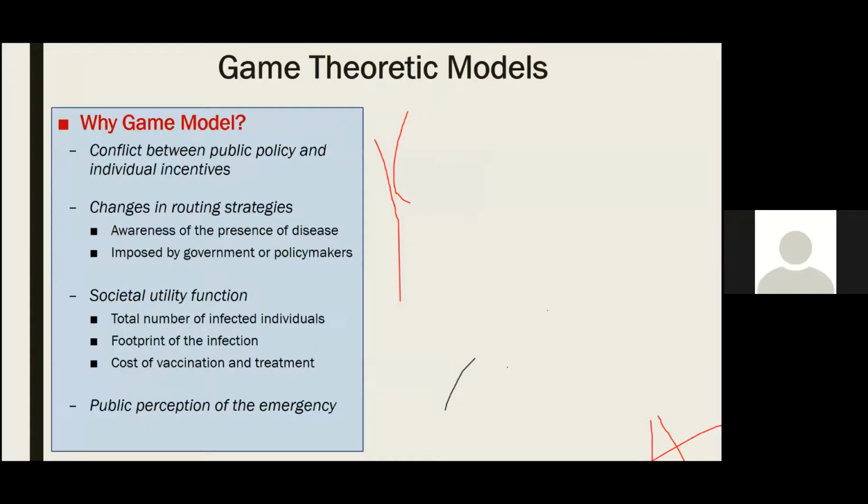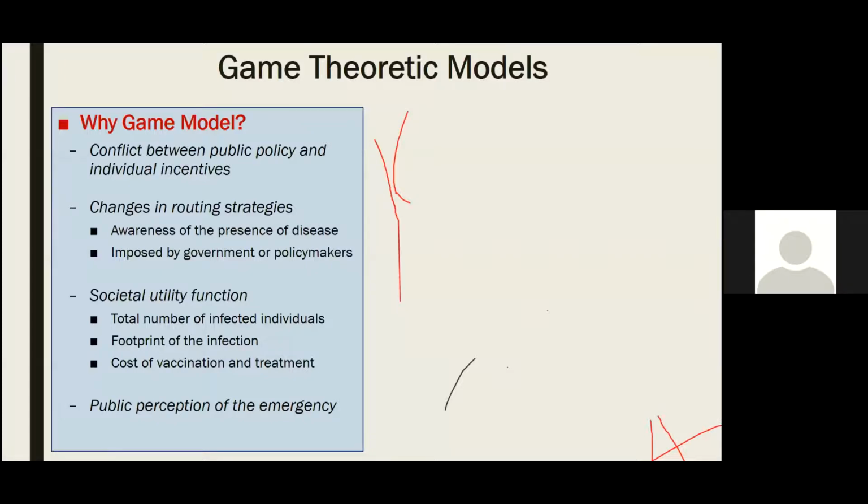We are also looking into some game theoretic models. Why? Because people in general are becoming resistant to lockdown. For example, in the US, it is happening in different cities. In Australia also, people are protesting. So that means there's a conflict between public policy and individual incentives. What is people's incentive? Of course, you want to stay healthy, but at the same time, they think, no, I want to go out, I want to have my business, right? So the societal utility function versus the individual utility function has a conflict.